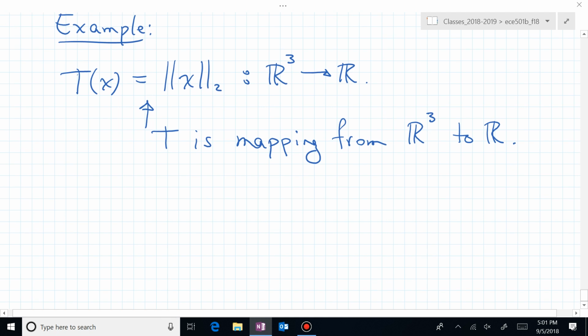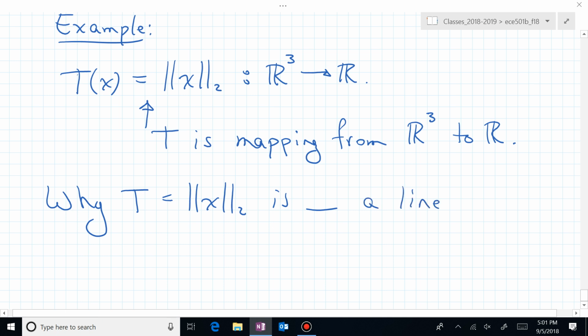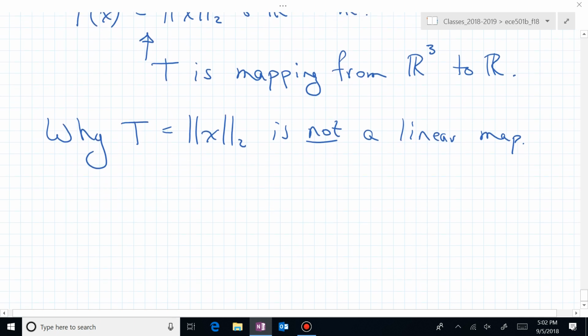Is that okay? Now, T equaling this 2 norm is or is not a linear map. Should I put anything in that blank? Not, or did you all hear the nothing that I said? It's actually not a linear map.